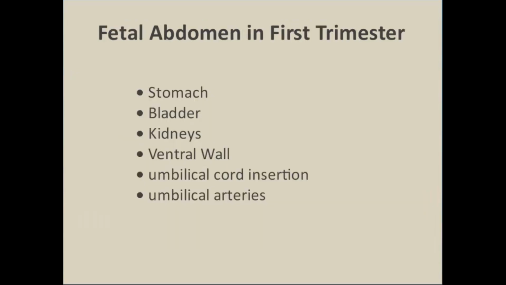Now we can also see structures in the fetal abdomen. The stomach and the bladder are almost always identifiable before the end of the first trimester. We may see the kidneys, and we also can evaluate the ventral wall to look at the cord insertion as well as to identify how many umbilical arteries there are in the umbilical cord.